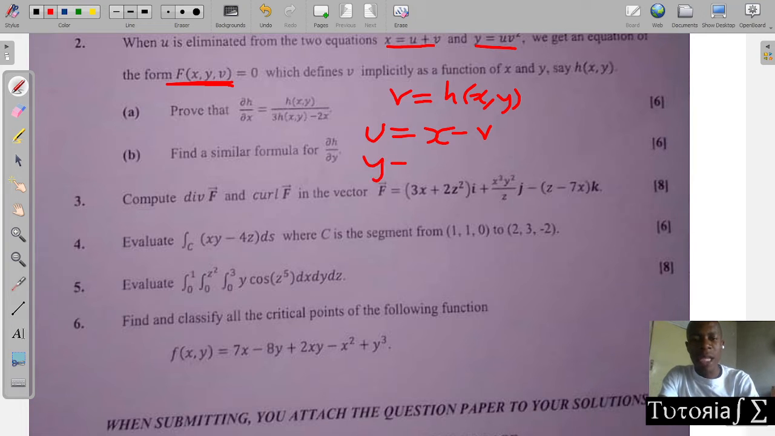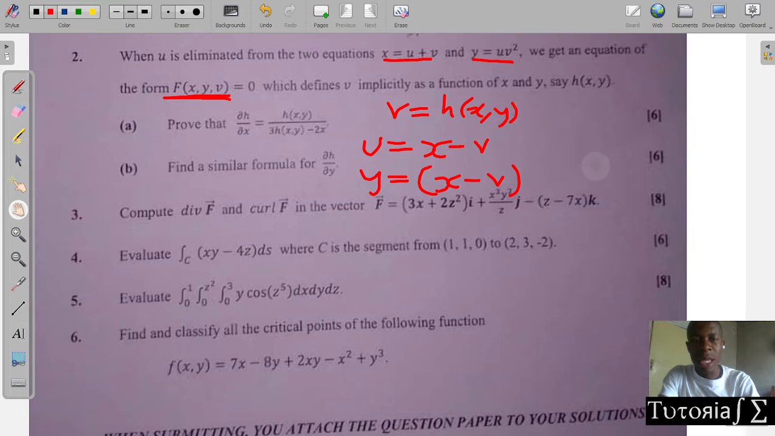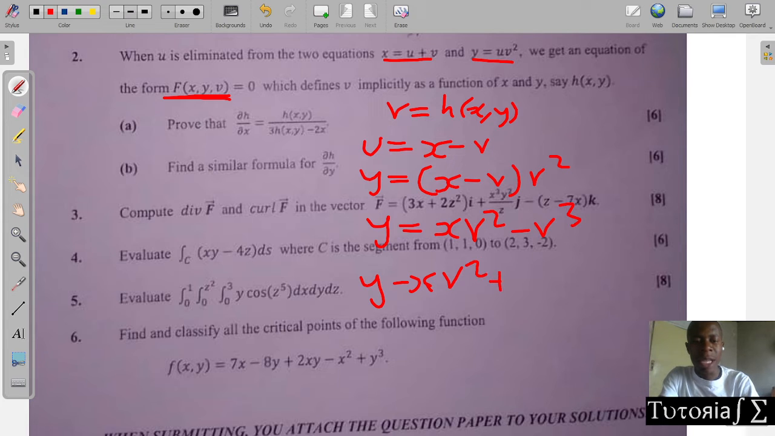We have y is equal to, where there is u, we put x minus v. Then we have a v squared. Hope you can see that. We have a v squared here. So multiplied by v squared, we're going to have y being equal to x v squared minus v cubed. Taking everything on one side of the equation, we're going to have y minus x v squared plus v cubed is equal to 0.